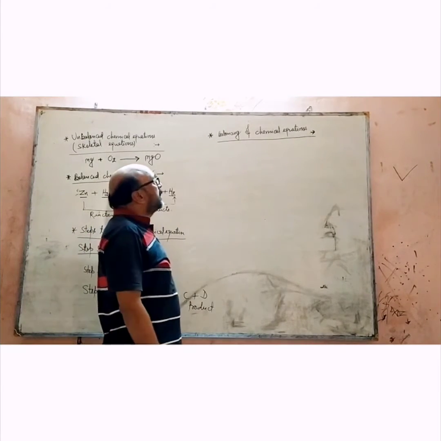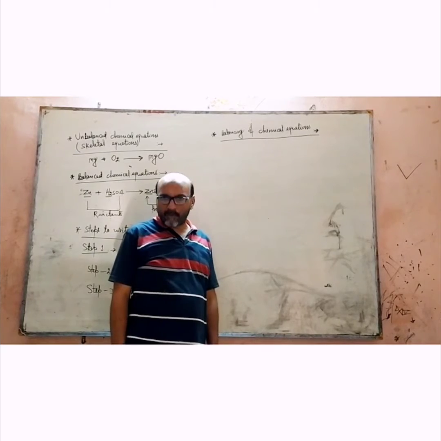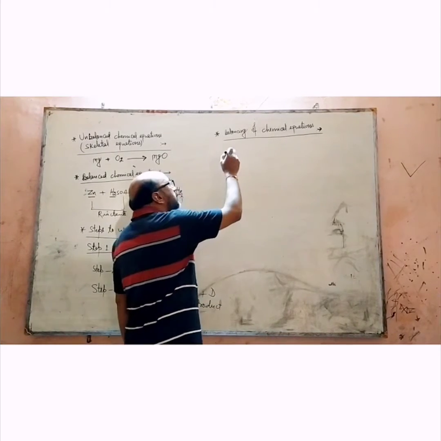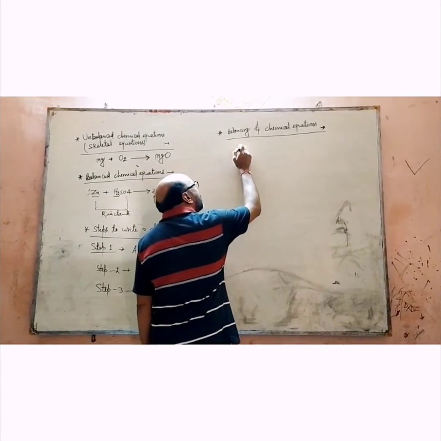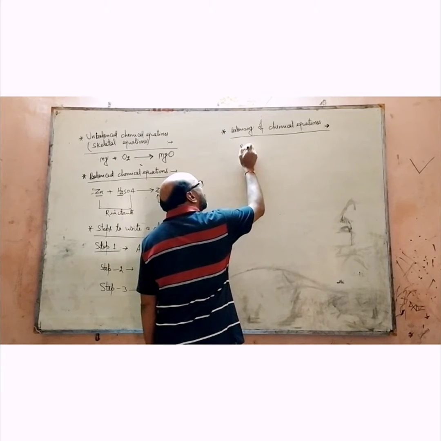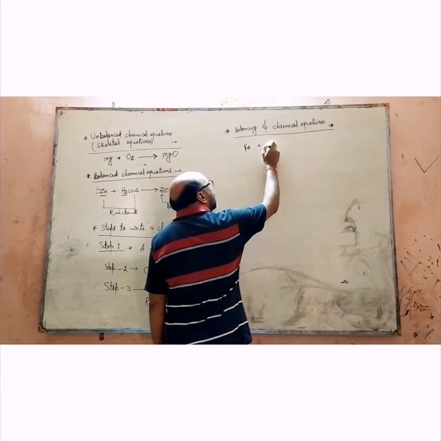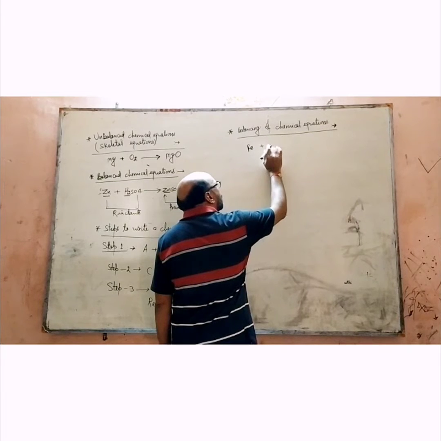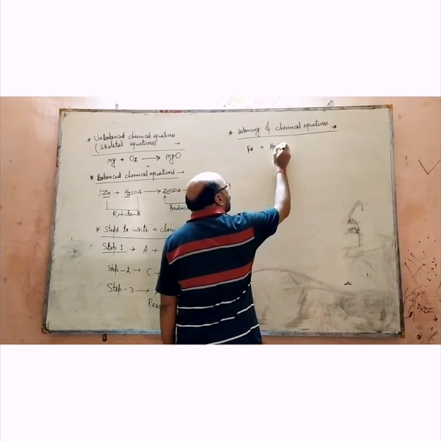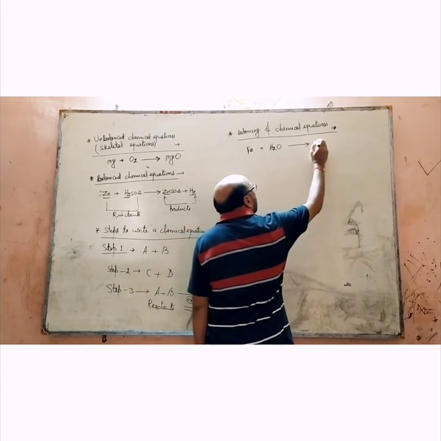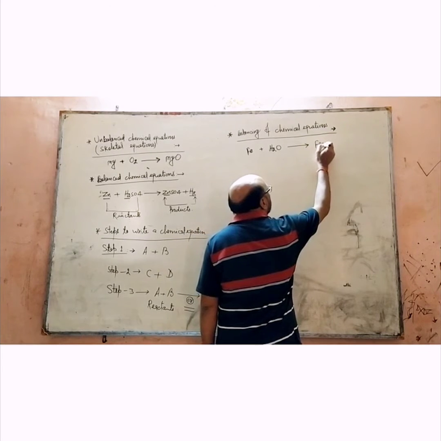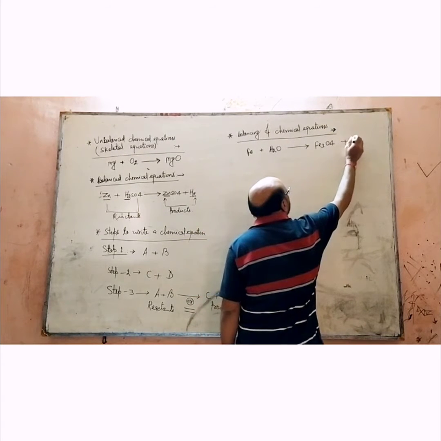To understand the balancing of chemical equations, we consider a chemical equation: Fe plus H2O forms Fe3O4 plus H2.